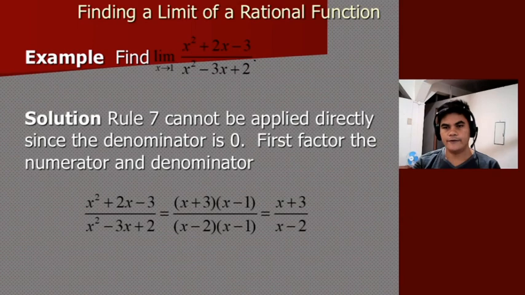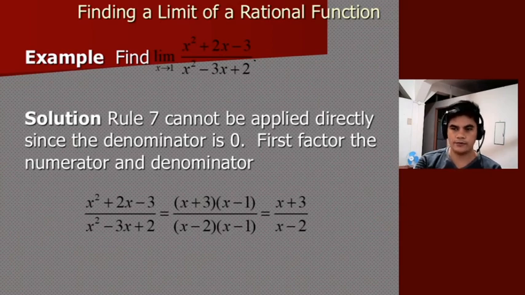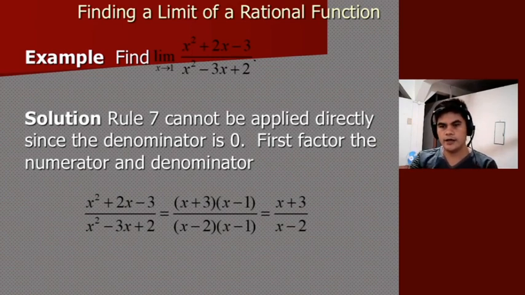Okay, finding the limit of a rational function. Example, we have x squared plus 2x minus 3 over x squared minus 3x plus 2. The solution: rule number 7 cannot be applied directly since the denominator is 0 when we substitute 1 for x. So 1 squared minus 3 times 1 plus 2 will be 0. Since the denominator will be 0, we cannot apply direct substitution. So we are going to factor this expression.